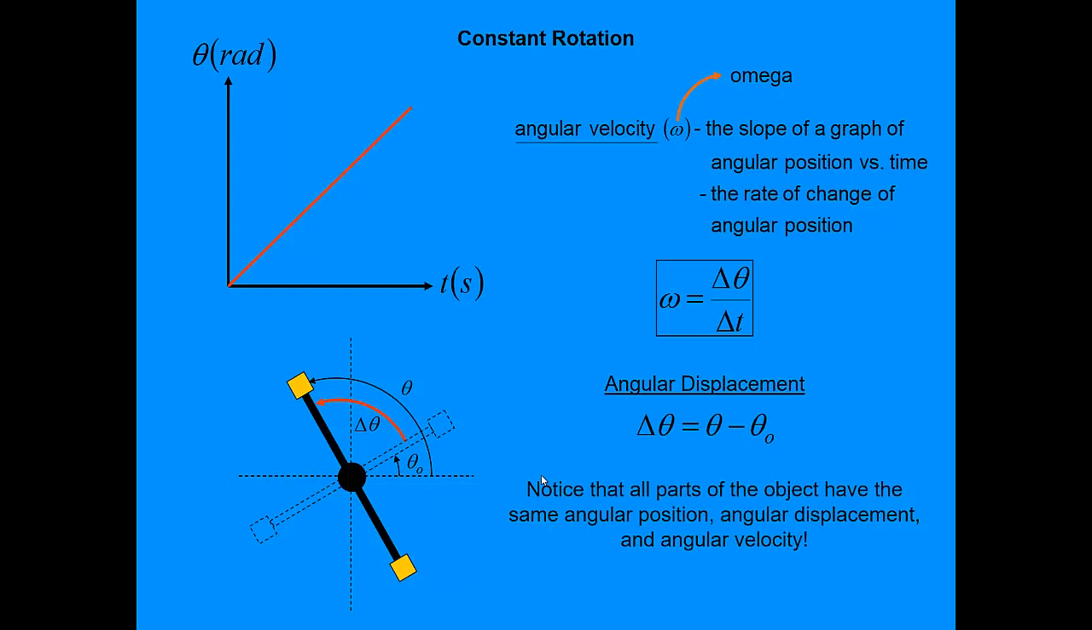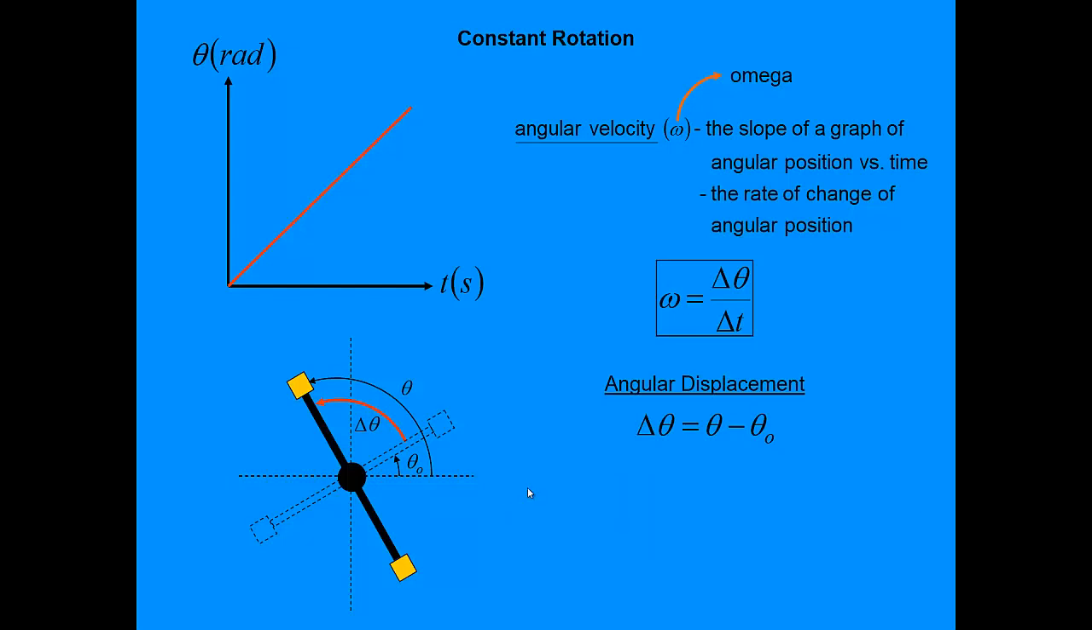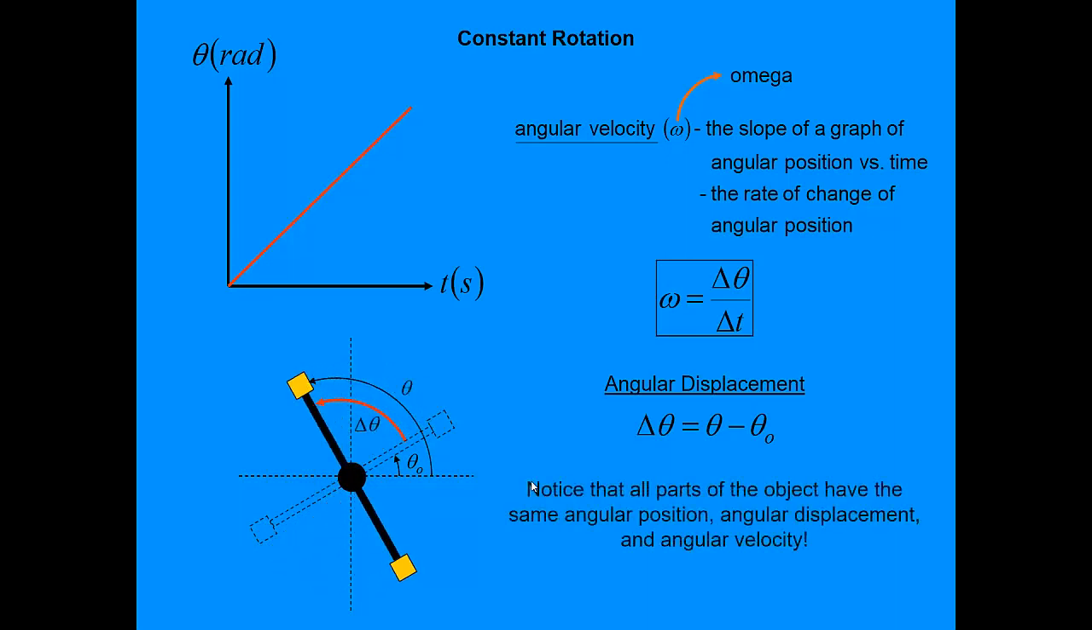Now, one thing I want you to notice here. Did you notice that all parts of the object rotate together? Because this is what we call a rigid object rotating about a fixed axis. You'll hear that phrase a lot. Okay? Rigid object rotating about a fixed axis. And because it's a rigid object and it's rotating about a fixed axis, all parts of it rotate through the same angle in the same amount of time, which means it has the same angular position, the same angular displacement, and the same angular velocity. All parts of it. We take a point here, right? It's rotating through the same angular displacement in the same time. Point out here, same thing.